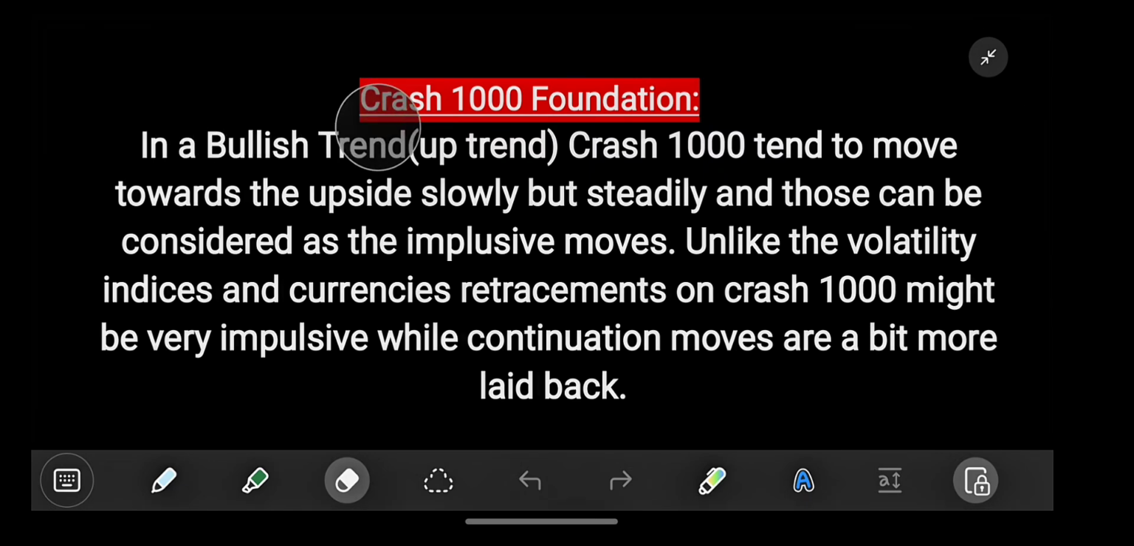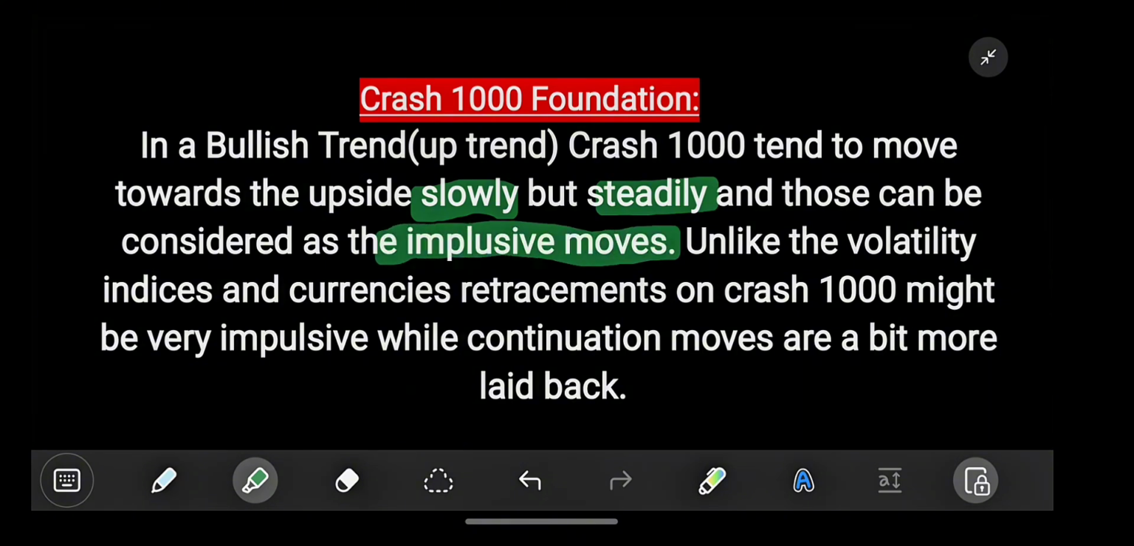in a bullish trend, which is an uptrend, okay? Crush 1000 tends to move towards the upside slowly but steadily. And those can be considered as the impulsive moves. So, two things that you have to note here are that when it's moving to the upside, Crush 1000 tends to move slowly but steadily. And these slow, steady moves to the upside can be considered as our impulsive moves.